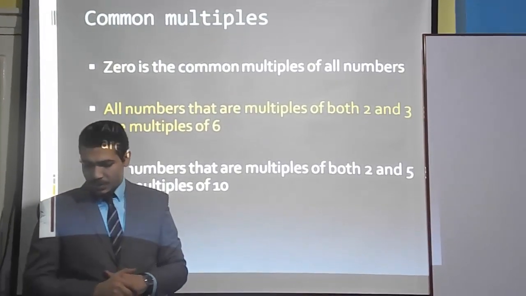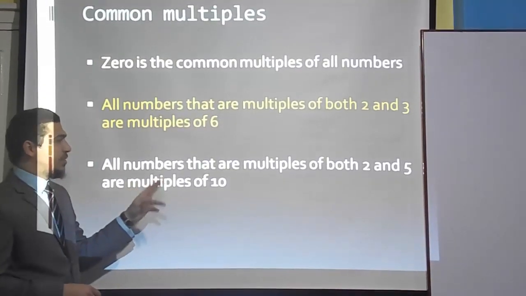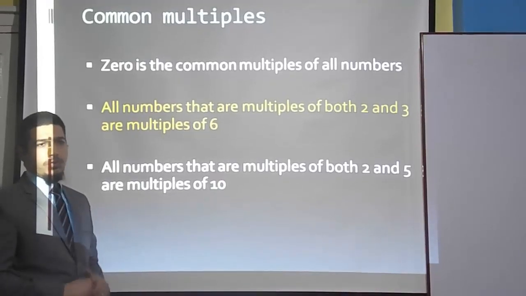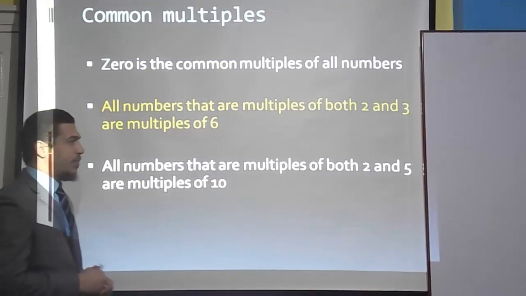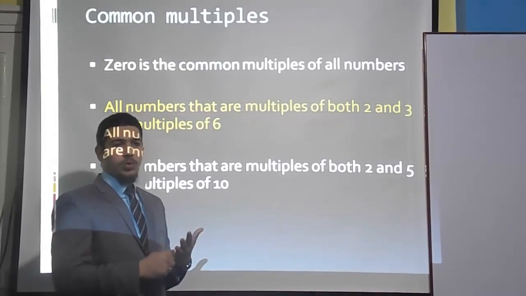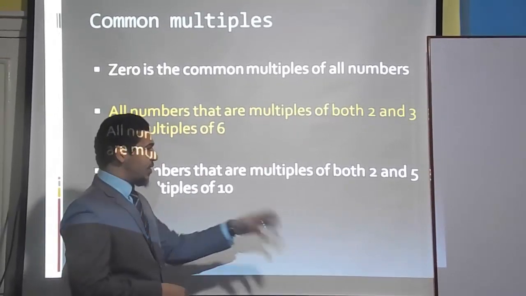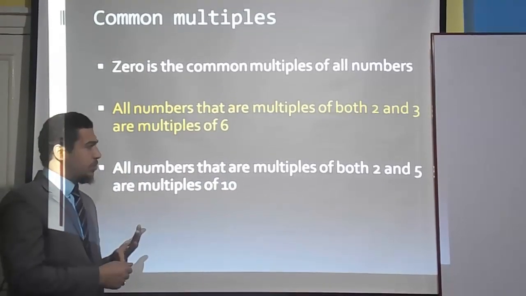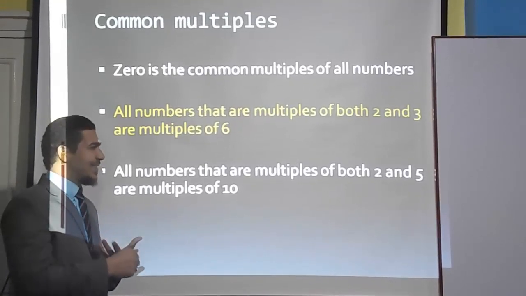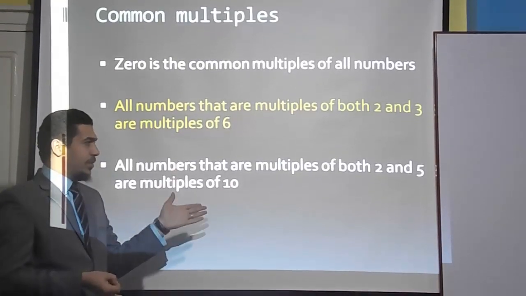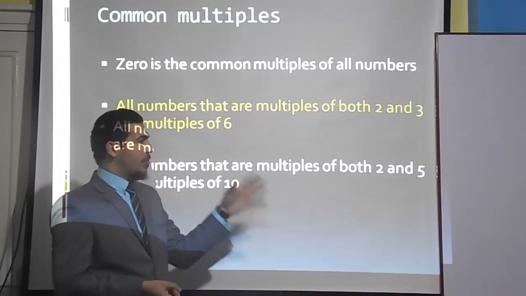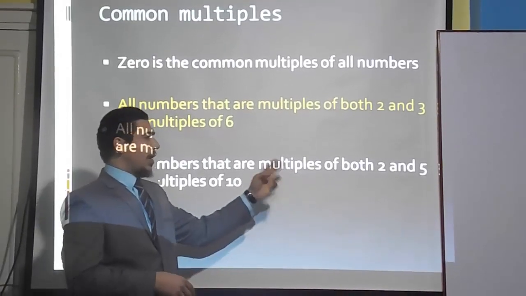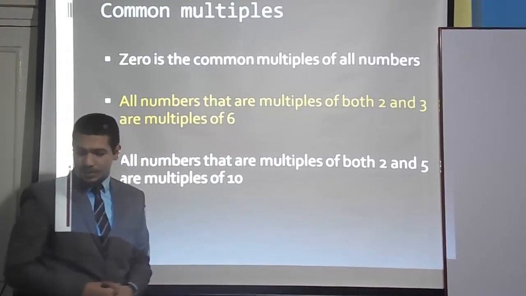Another important note. All numbers that are multiples of both 2 and 5 are multiples of 10. We can find that in the multiples of 2, 0, and the multiples of 5, 0. Then 0 is a multiple of 10. 2 repeated no times is 0. Then 2, 4, 6, 8, 10. Now we have 10 in the multiples of 2. The multiples of 5 are 0, 5, 10. 10 exists in the multiples of 2 and 5. Then 10 is a multiple of 10, and so on.